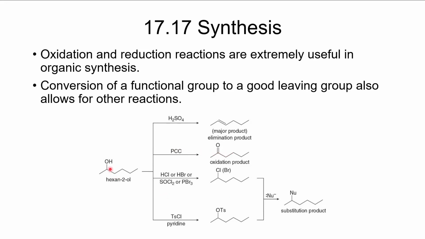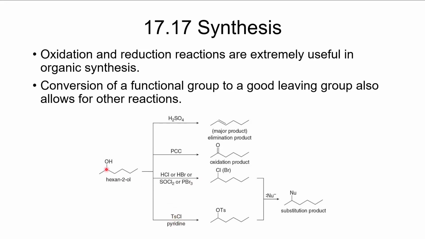If we want to convert this to an alkyl halide, there are a couple of options, HCl, HBr, that's where we'll protonate this. If you're not familiar with this, go back and look at chapter 9. All right, thionyl chloride or PBr3, this will convert it to a chloride, or to a bromide. Again, go back and look at chapter 9 for that one.